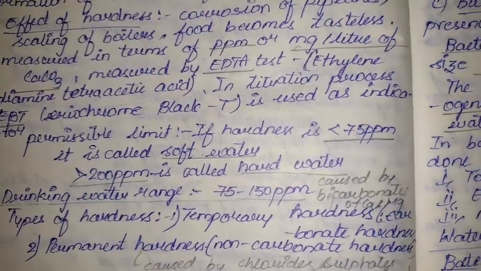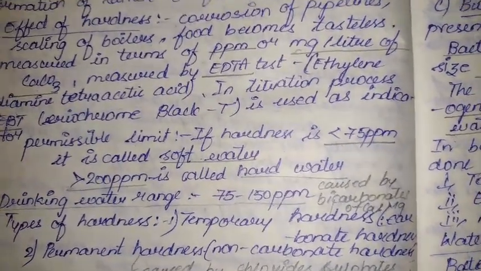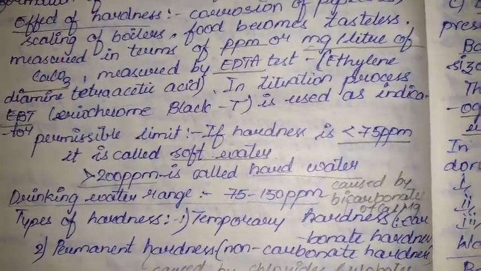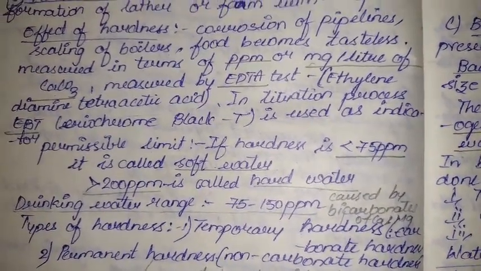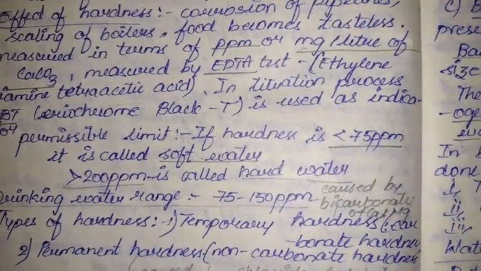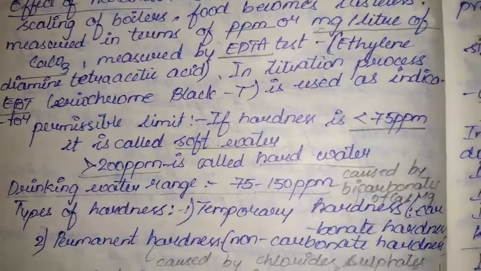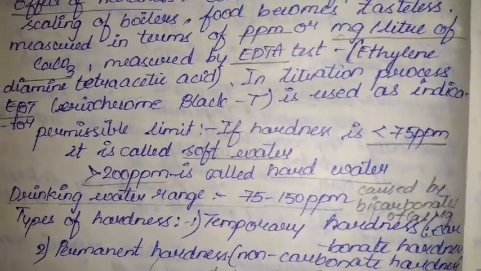Remember, whenever we are measuring hardness, we have the standard EDTA test. EDTA is nothing but ethylene diamine tetraacetic acid. We are using another indicator in this, that is EBT, eriochrome black T. Remember these two terms.